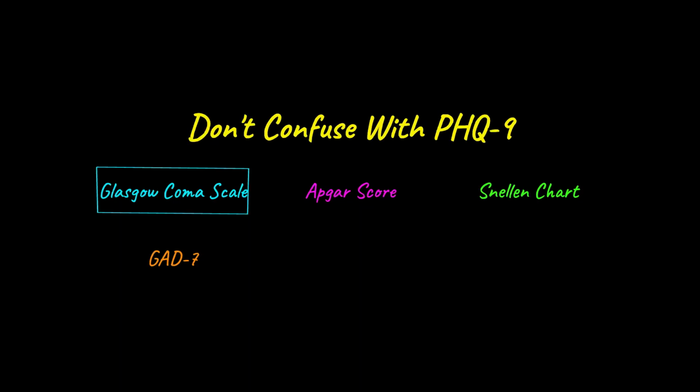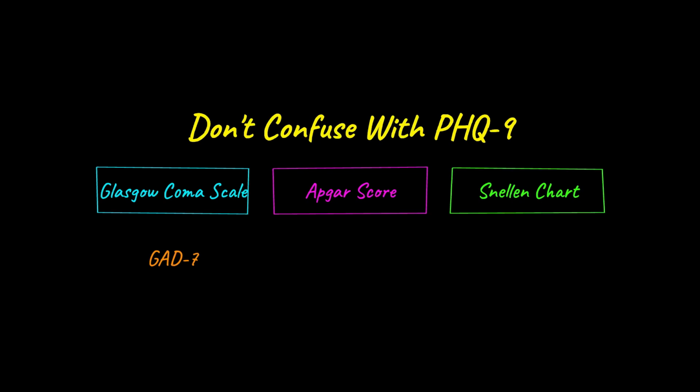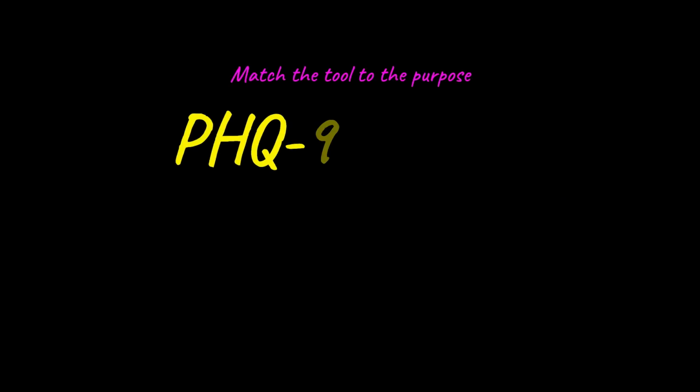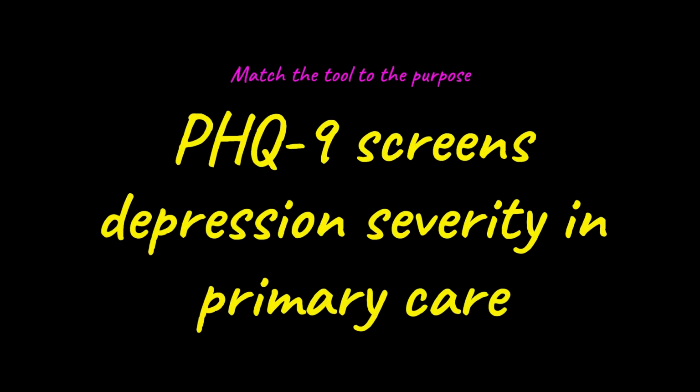Exam writers often plant distractors that are real tools but serve different purposes. The Glasgow Coma Scale assesses consciousness and trauma. The APGAR score evaluates newborns. The Snellen chart tests visual acuity, and the GAD-7 screens for anxiety, not depression. When you see routine adult screening for depression severity in a primary care stem, think PHQ-9 with the PHQ-2 as its brief companion.